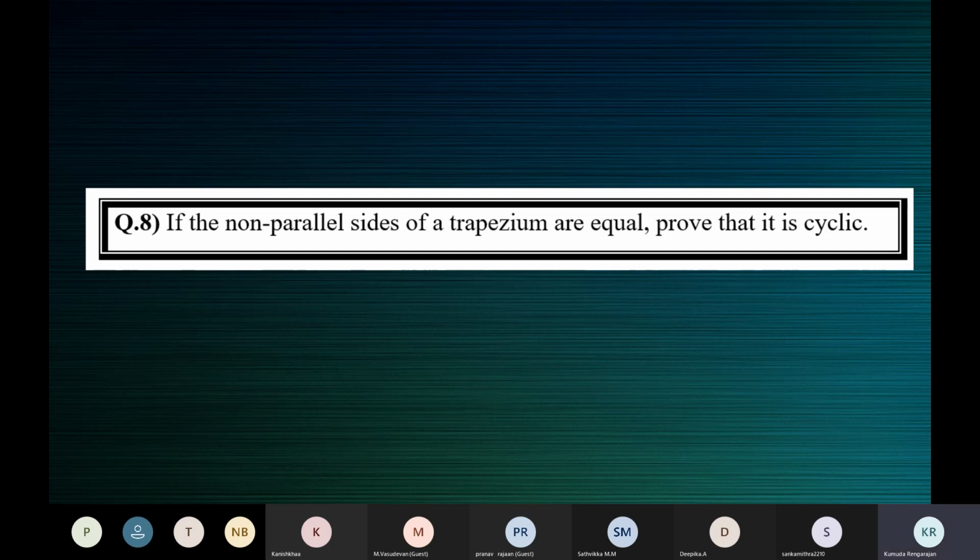If the non-parallel sides of a trapezium are equal, that is, if the trapezium is an isosceles trapezium, then prove that it's cyclic. So we have to prove that an isosceles trapezium is cyclic. Because the non-parallel sides are equal, that means it's an isosceles trapezium.